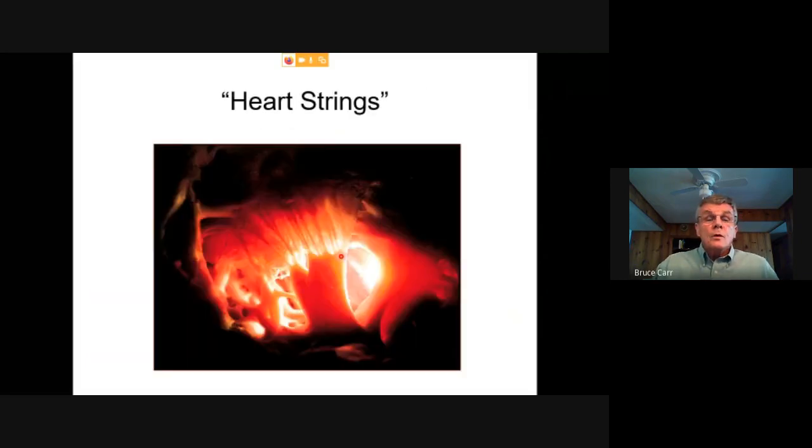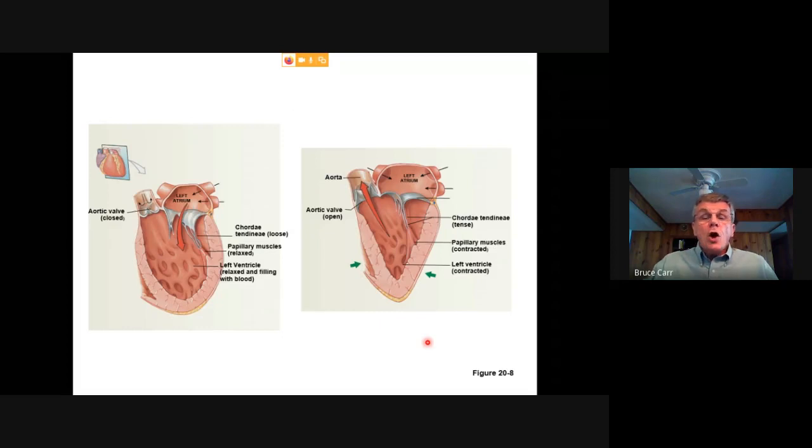pressure. Here are the so-called heart strings, and we all know that when it comes to popular media, poetry, music, song lyrics, there is no organ that surpasses the heart. It is endowed with a whole bunch of emotional and personality traits, and those heartstrings are basically a pumping and pressure function. So when we see the heart pumping, here is the filling cycle.